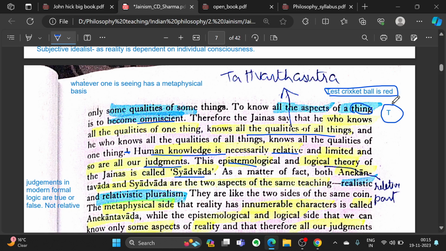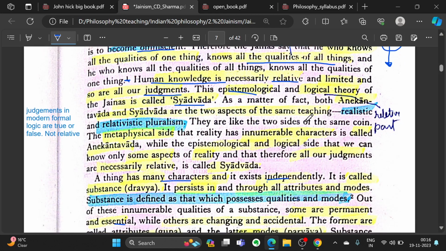But now, how will Jainas counter this? They will say the test cricket ball is red only under some conditions. That condition is that it is seen under natural lighting. Maybe under some other color of light, it might seem that the ball is black. You never know, right? So they will say that you cannot claim that the ball is red. They will say that this is only a relatively true thing. This is not something which is absolutely true, and this depends on a lot of conditions, right? So this is how Syadvad is applied to judgments.